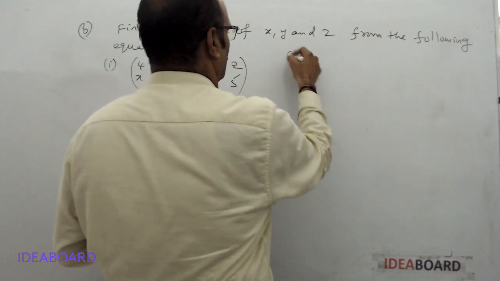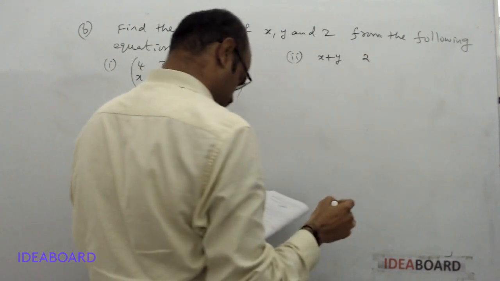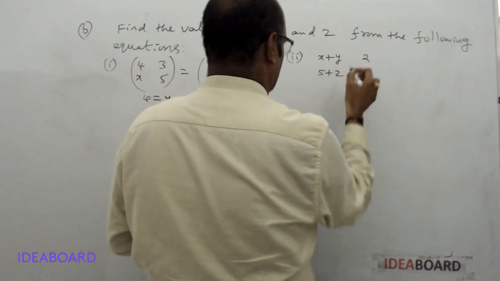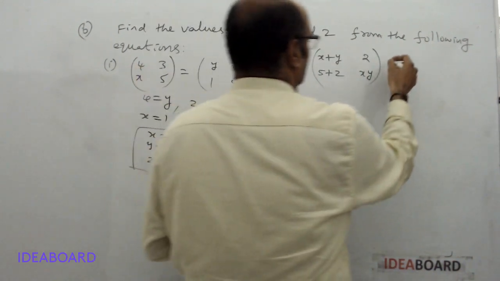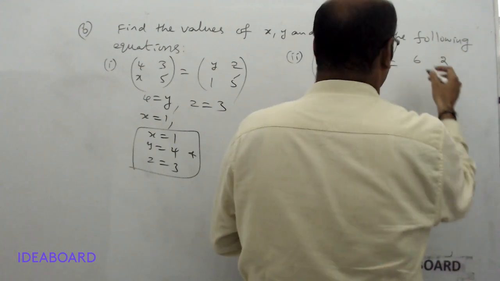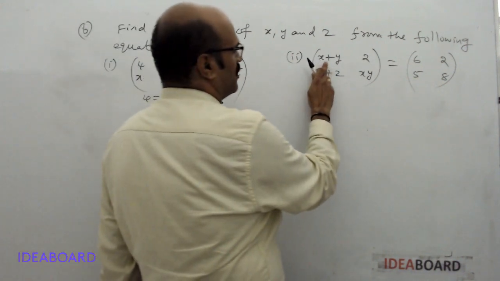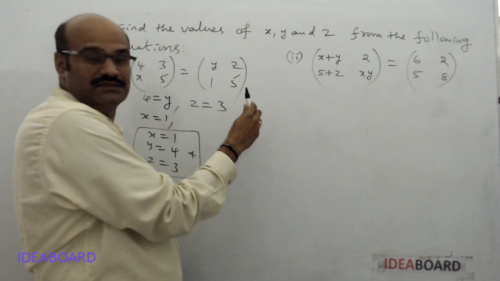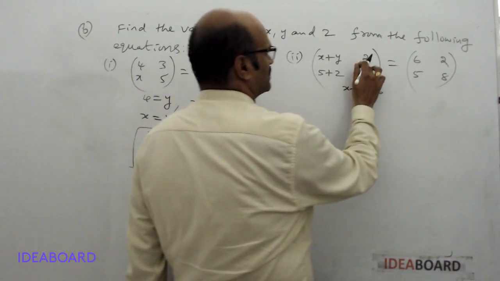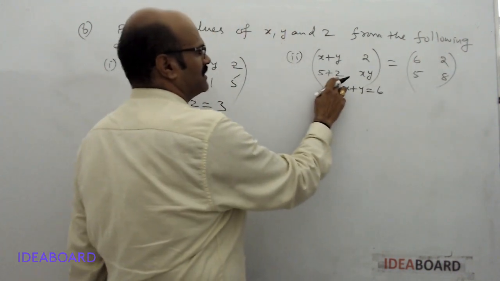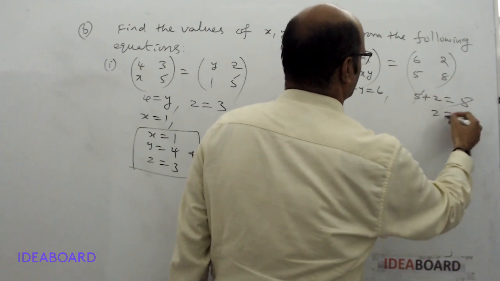Second problem. The matrix with x plus y, 2, 5 plus z, xy equal to the matrix with 6, 2, 5, 8. Here the corresponding element of x plus y equal to 6. So take x plus y equal to 6. Next 2, 2 same. 5 plus z equal to 5. So 5, 5 cancel. So z equal to 0.